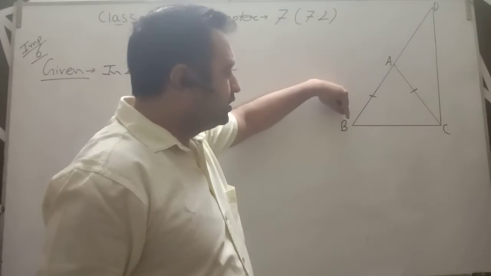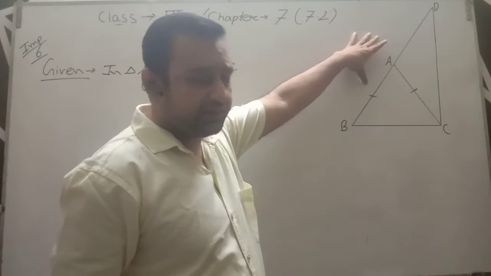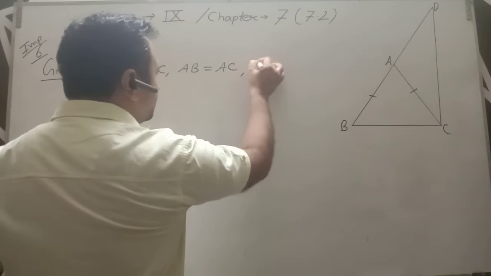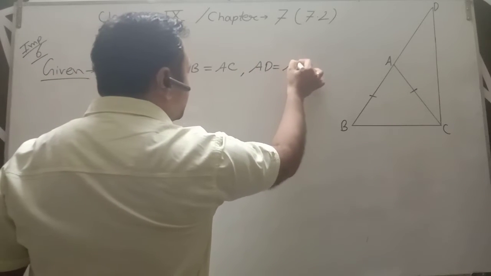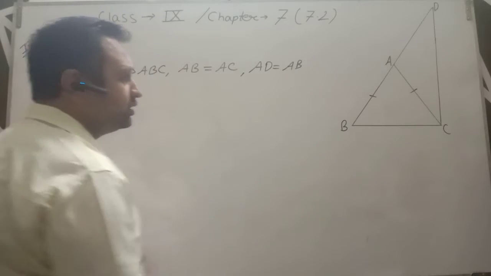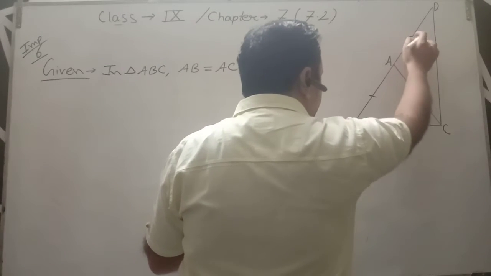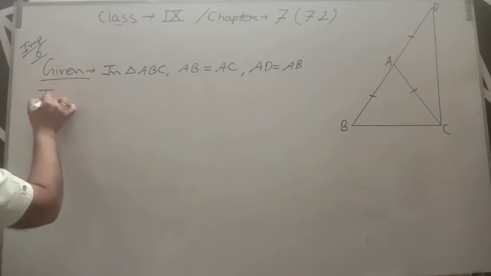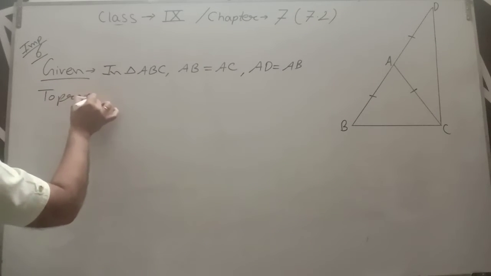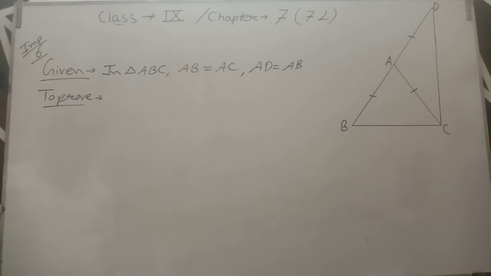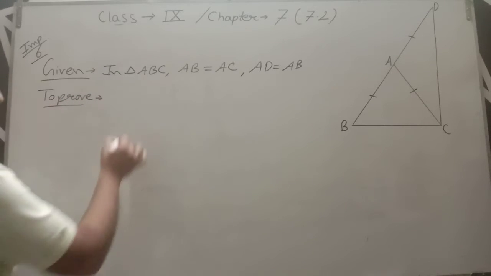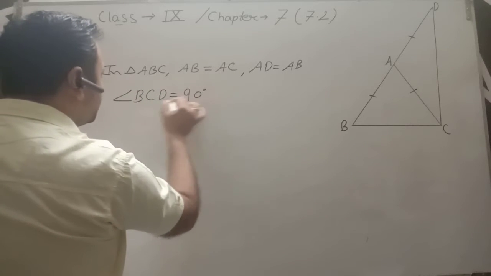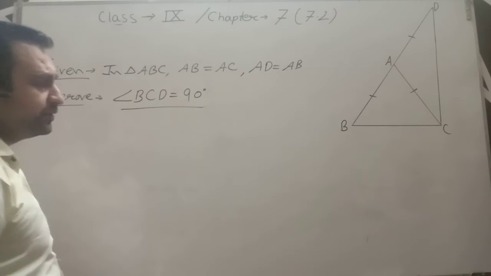It means BAD is a straight line, such that AD is equal to AB. AD and AB both are also equal. So these two sides are also equal, and we have to prove angle BCD is a right angle. It means angle BCD is equal to 90 degrees. ये हमें प्रूव करना है.